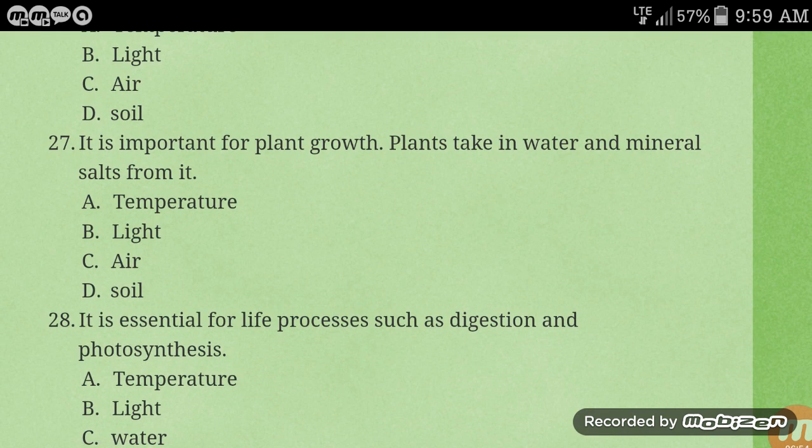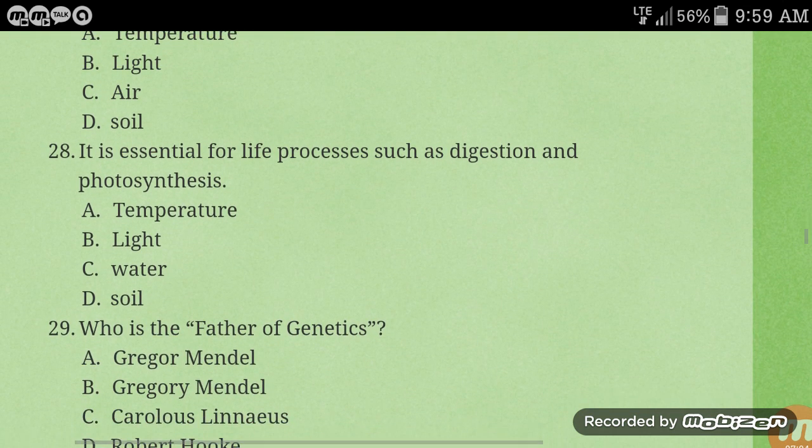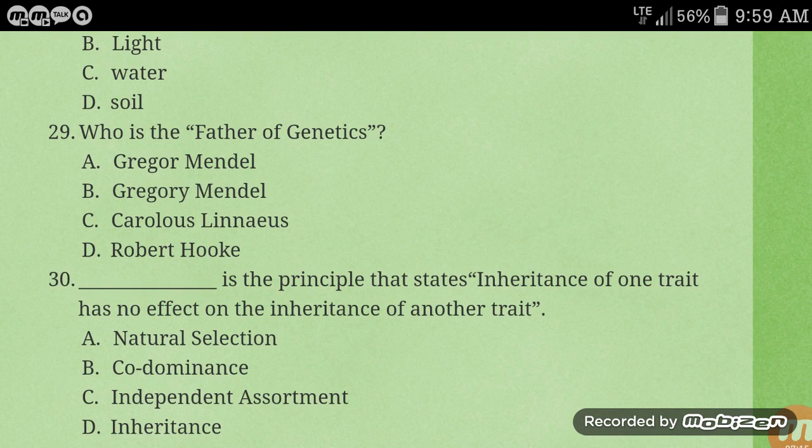Okay, next one, it is important for plant growth. Plants take in water and mineral salts from it, so it is soil, letter D. Next, 28, it is essential for life processes such as digestion and photosynthesis, so it is, what do you think is that? Letter C, water. Okay. Next one, who is the father of genetics? Of course, it's Gregor Mendel.